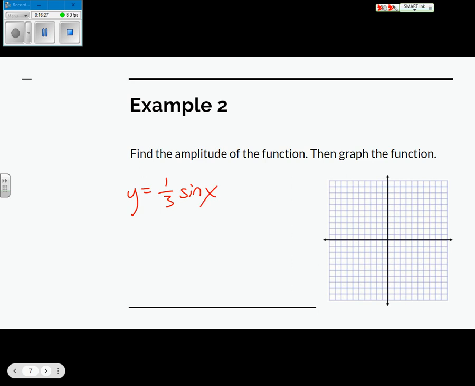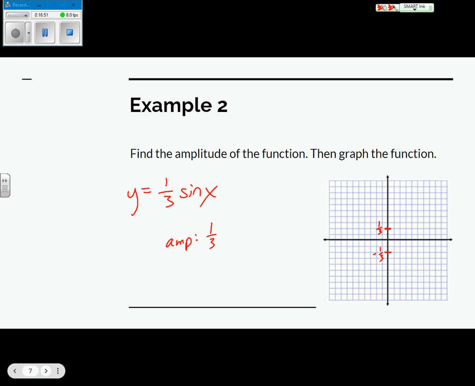1/3 sine x. Now notice I didn't put a period change on this one. So the period's still going to be 2 pi, like it was on the original problem. But this time the amplitude is going to be 1/3. What does that mean? It means that instead of coming up here to 1, this distance is going to just be 1/3.